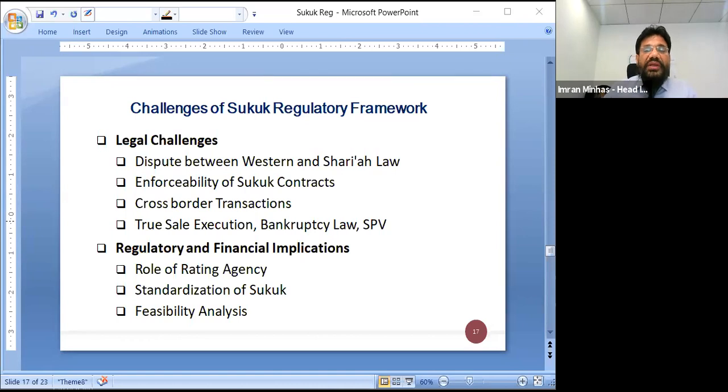The next important area is the regulatory and financial implications of Sukuk. The financial implications.